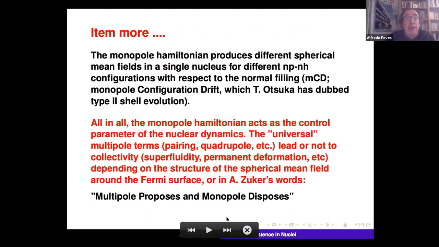And indeed, the monopole Hamiltonian can produce these different spherical mean fields in a single nucleus for different particle-hole configurations with respect to the normal filling. This is the configuration-driven shell evolution that, in the language of Taka Otsuka, is type 2 shell evolution. All in all, this is the message: the monopole Hamiltonian is the control parameter of the nuclear dynamics, and the universal multipole terms, pairing, quadrupole, whatever, lead or not to collectivity, depending on the structure of the spherical mean field around the Fermi surface. In Andrés Zuker's words, multipole proposes and monopole disposes.